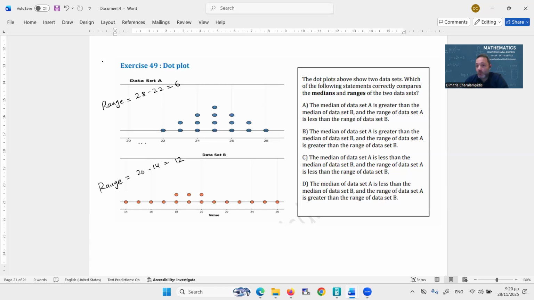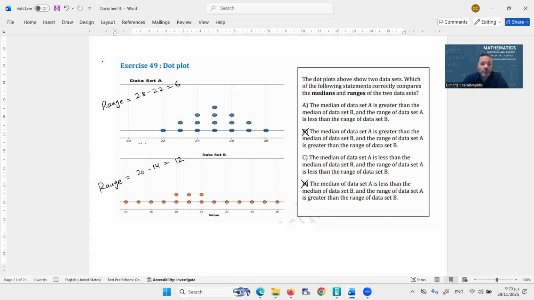Let's see whether we can reject one or more of the suggested answers based on just this fact. The range of dataset A is less, so that's correct so far. The range of dataset A is greater. No, we should reject B already. The range of dataset A is less, could be, but indeed it says that the range of dataset A is greater than the range of dataset B. No, it's not. So we managed to reject B and D.